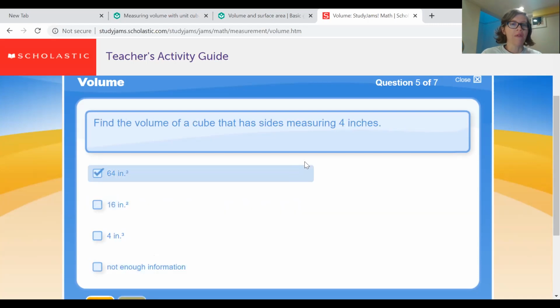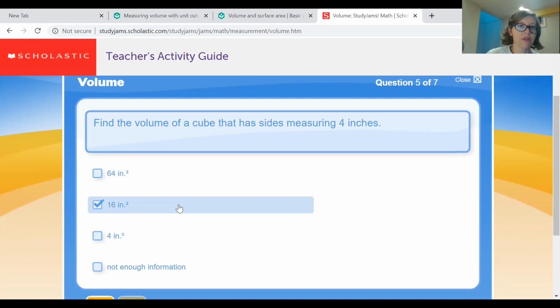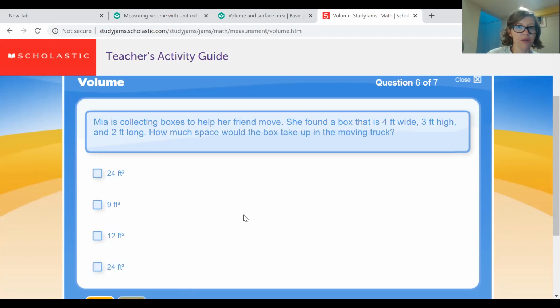Question number 5. Find the volume of a cube that has sides measuring 4 inches. Remember what we said about multiplying the length times the width times the height. So choose what you think is the best answer. Is it A, 64 inches cubed, B, 16 inches squared, C, 4 inches cubed, or D, not enough information? All right, I'm going to go with A. We're going to move on to question 6.